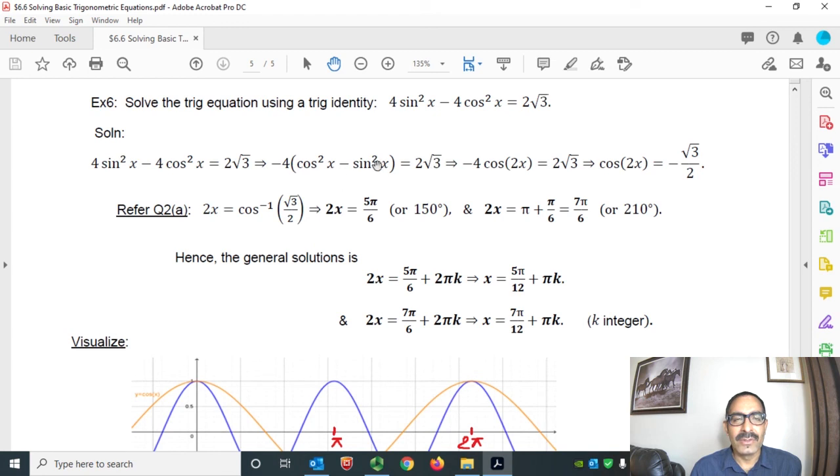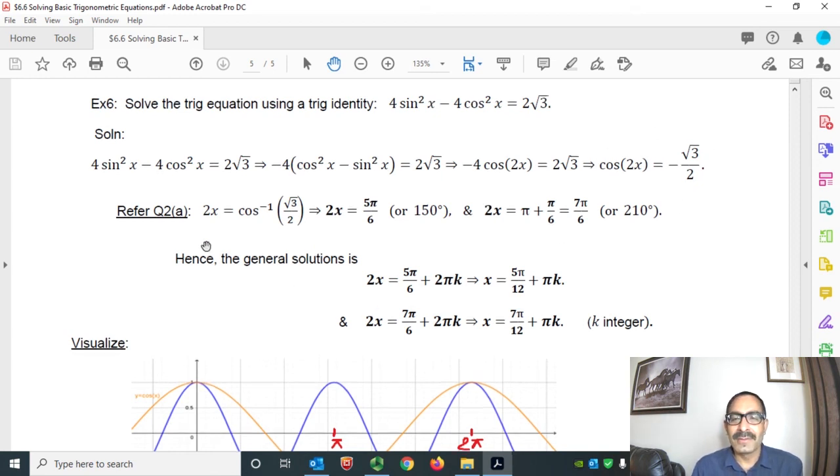Next, we know cosine 2x equals cosine square x minus sine square x. So I use the trig identity here, and the right hand side I copied as it is. Next step, I divide both sides by negative 4. Then we have cosine 2x on the left hand side equals 2 times radical 3 divided by negative 4. So just cancel the 2 and negative 4. This gives me 1 over negative 2, radical 3 as it is. So we have cosine 2x equals minus radical 3 over 2. I hope this calculation makes sense to you all.